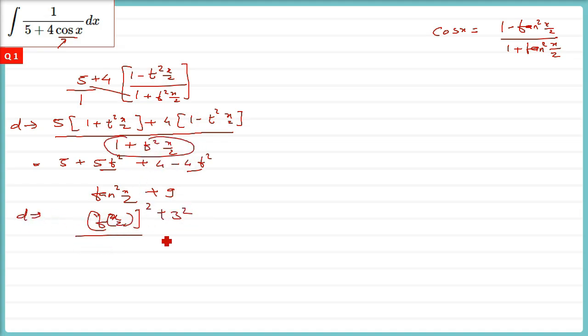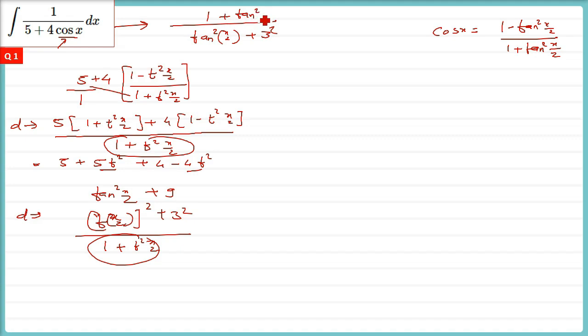And this denominator, that is tan square x by 2 plus 3 square divided by 1 plus tan square x by 2. So this 1 plus tan square x by 2 will go up in the numerator. Since it is 1 by tan square x by 2 plus 3 square divided by 1 plus tan square x by 2, the 1 plus tan square x by 2 will go in the numerator. Now 1 plus tan square x by 2, you already know that sec square theta is equal to 1 plus tan square theta. So we can directly write the numerator as sec square x by 2, and the denominator is tan square x by 2 plus 3 square.